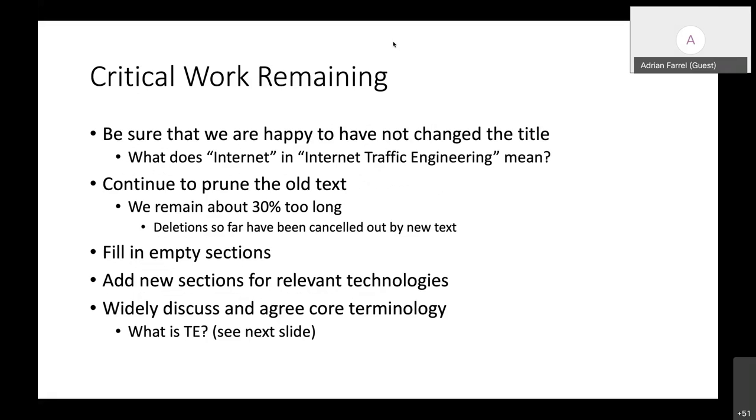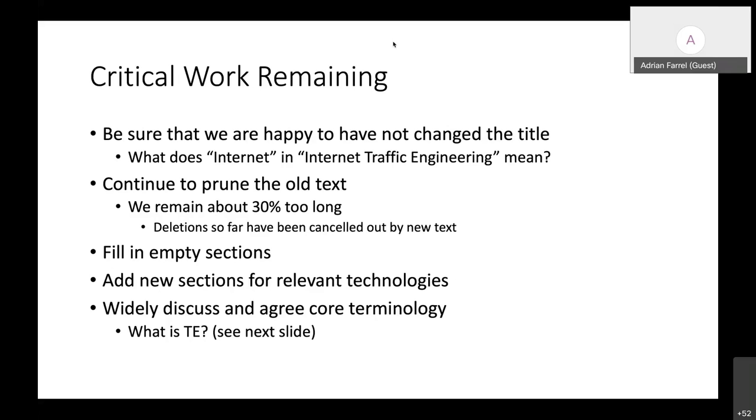So what do we need to do? I think there are two things going on here. There's lots that we could do in terms of polishing and scrubbing, but there are some things that are actually critical and we need to do. First, as I mentioned, the title says Internet Traffic Engineering. We need to be comfortable as a working group that we understand what internet means in this context, what we're limited to, and what we include when we say it.